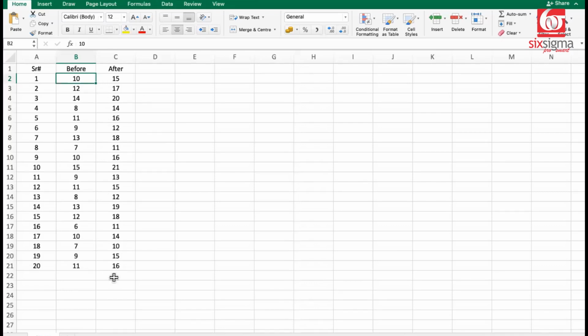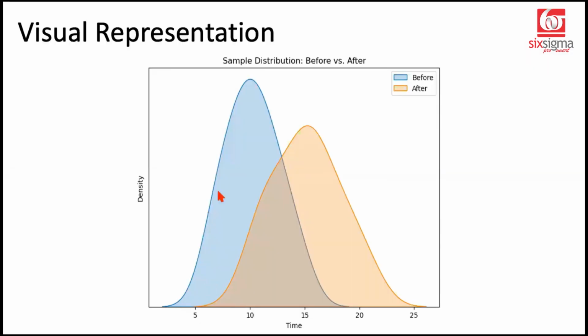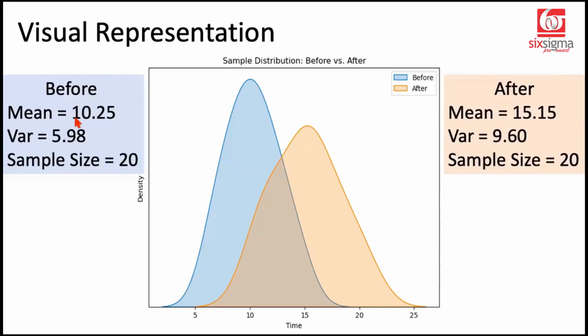Now we'll visualize how these two samples look. You can see this is sample one, or the distribution of before, and this is sample two, or the distribution of after. If you look at the descriptive statistics, which can be easily computed, in some problems they provide the descriptive statistics to begin with, but we can always calculate them with the help of raw data. You can see the mean of the before was 10.25 minutes, which became 15.15 minutes. The variance was 5.98, or close to 6, which has become 9.6. And the sample sizes, of course, are supposed to be equal. So this is about the descriptive statistics.